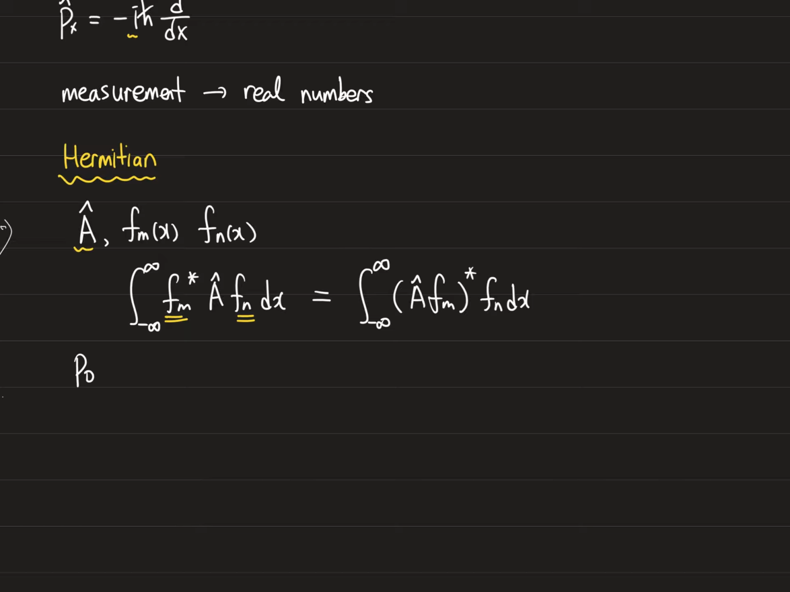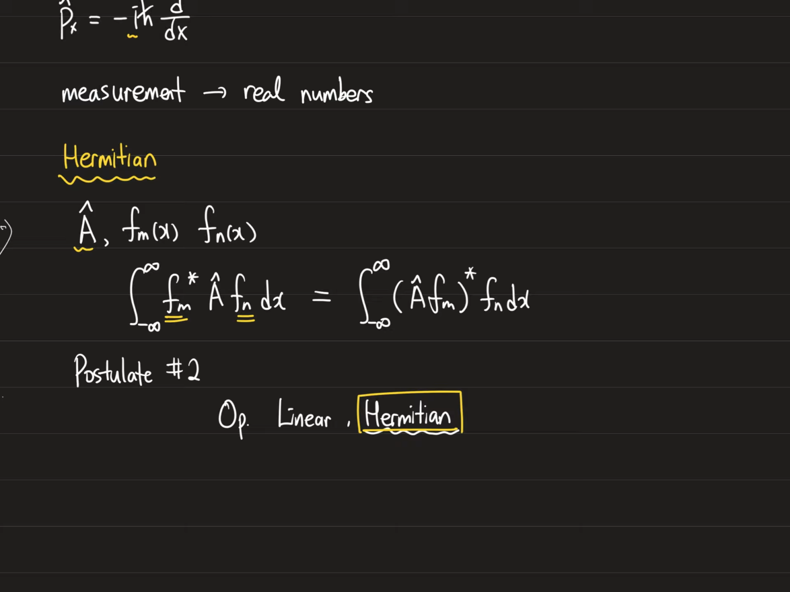So postulate number 2 should be revised. To every observable in classical mechanics, there corresponds a linear operator. The operator must be linear and Hermitian. We already mentioned that when we discussed postulate number 2, even though we haven't really discussed what Hermitian is.